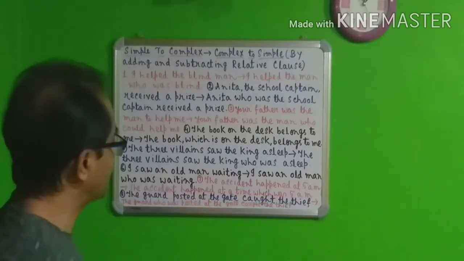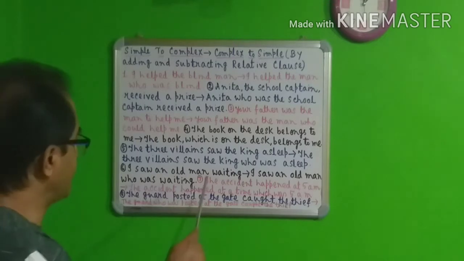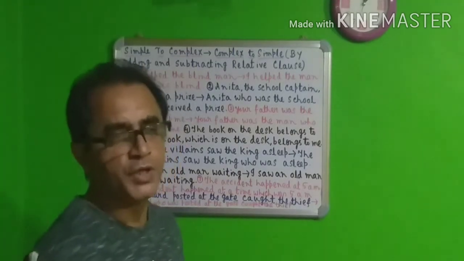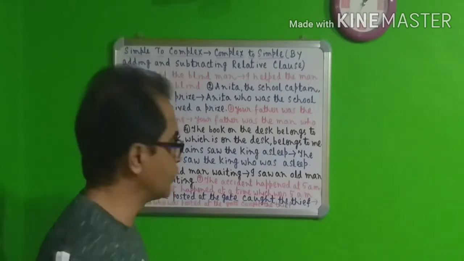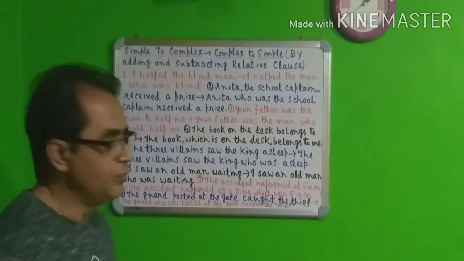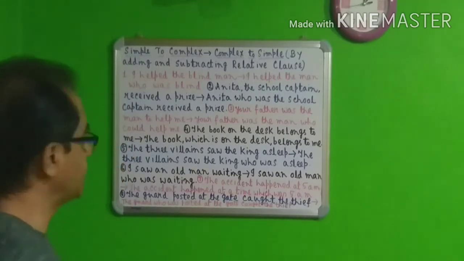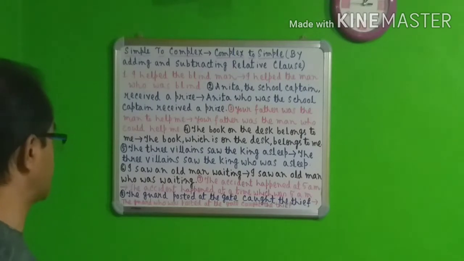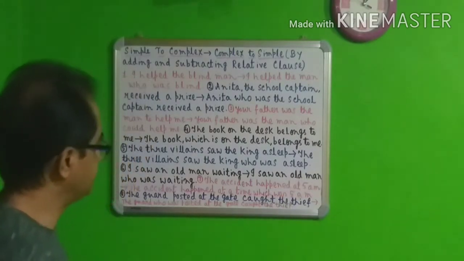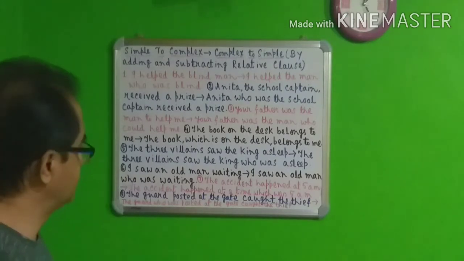Now how can we make it complex? I saw an old man who was waiting. Waiting has been changed into who was waiting. That means once again we have brought an adjective clause or relative clause here, and that is qualifying the noun man. I saw an old man, main clause; who was waiting, subordinate clause or adjective clause, because it is qualifying the noun man. Okay, I hope that you are following the class properly.